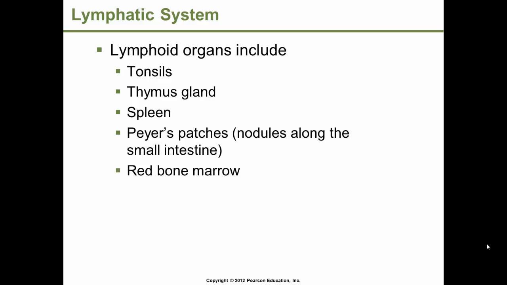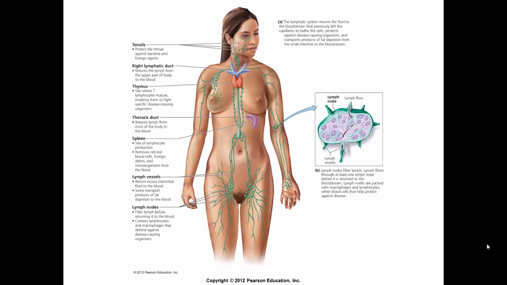Lymphoid organs include the tonsils, the thymus gland, which is the small structure that was on top of the heart, the spleen, a region called the Peyer's patches, which are located in the small intestine, as well as the red bone marrow. The tonsils in the throat help protect against inhaled or swallowed debris. The thymus gland, from the previous chapter, secretes a hormone that allows for maturation of T cells, which are essential in fighting disease.